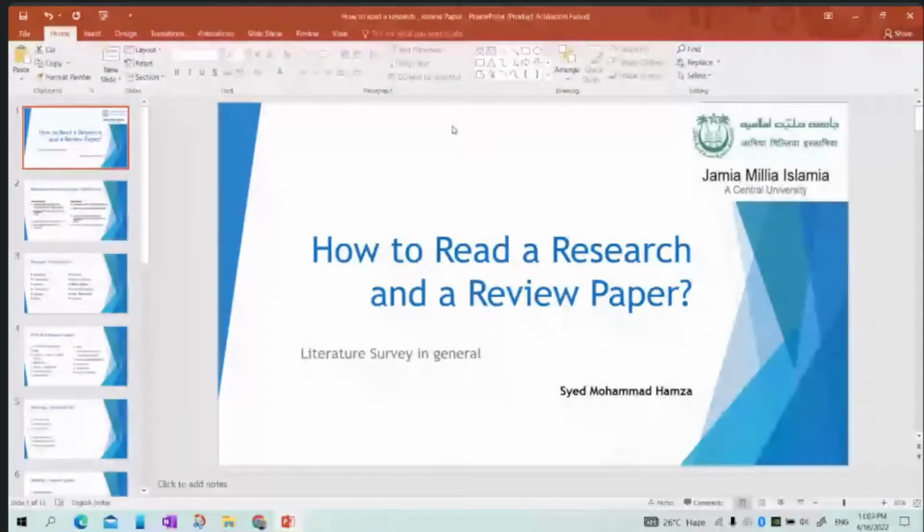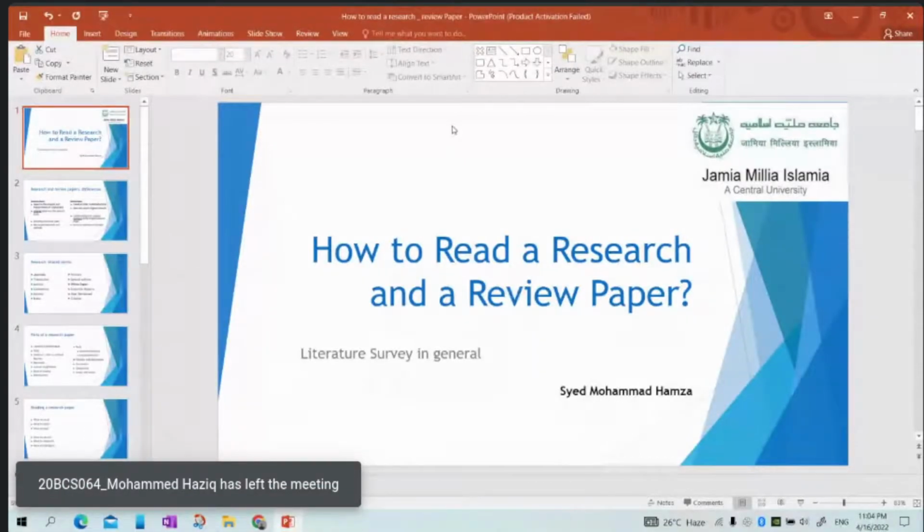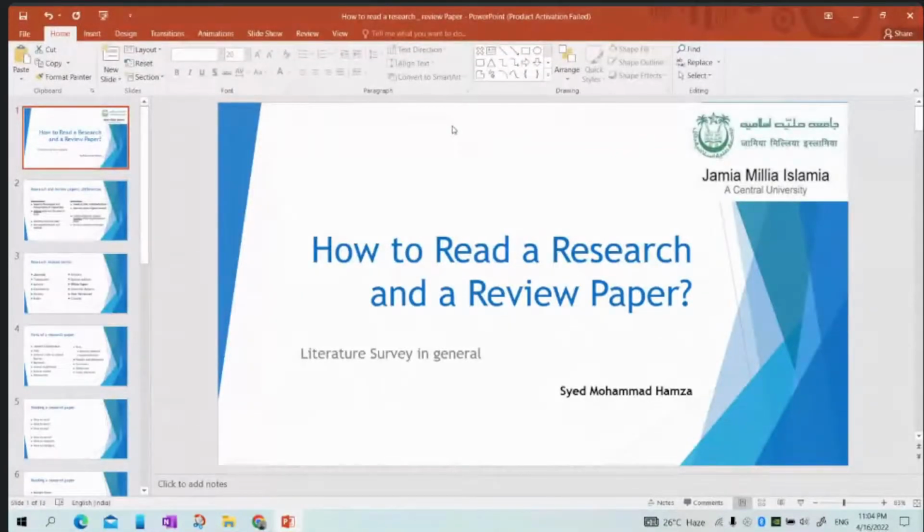Great. So today we are going to have a session on how to read a research and a review paper. And in the end, we'll try to understand how to do a literature survey in general. This session has been designed in such a way that after having it, you are able to read any research paper or a review paper easily. And for that, we also have a practice session.